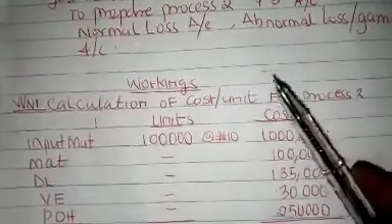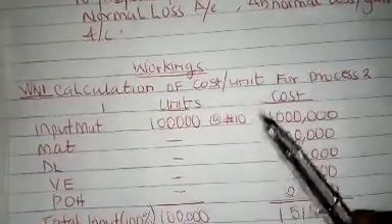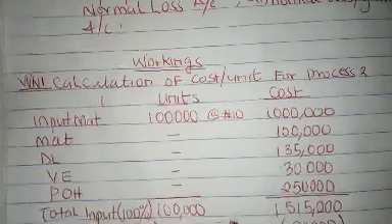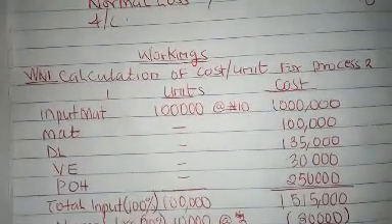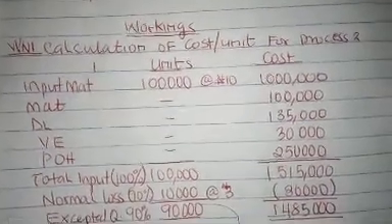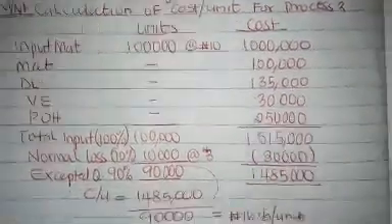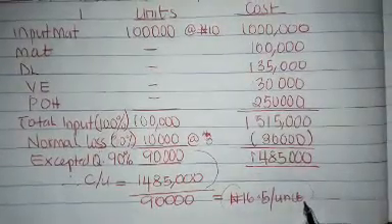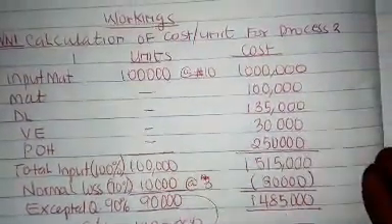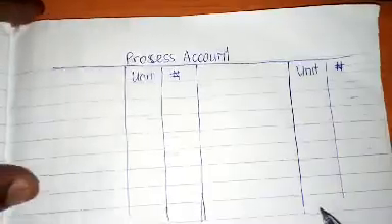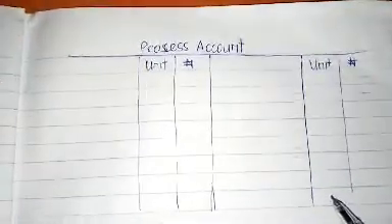In continuation with process costing we did in the last video, in this video I'm going to show you how to prepare a process account. I said before you prepare the process account, the first thing is to ascertain the cost per unit, which we have done here. If you have not watched the last video, please try to do that. So let's get started. This is how a process account looks like.